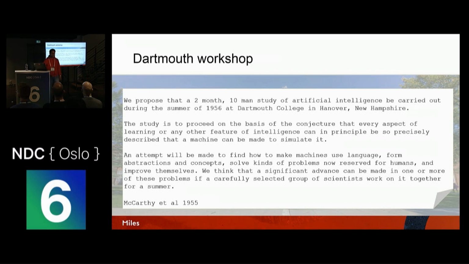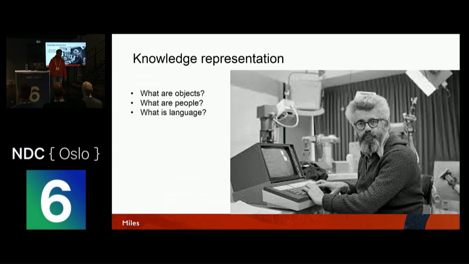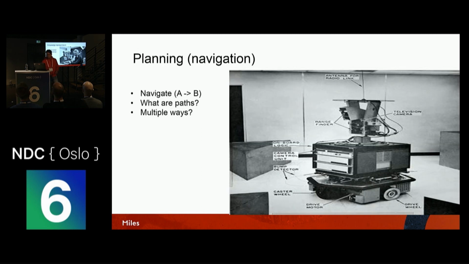But it can be interesting to see what they were focusing on in this workshop. One of the things they needed to clear was how we can represent objects and knowledge. So this is John McCarthy sitting in front of his computer, programming Lisp, and he was concerned with what objects are, what people are, what languages are. Another field is planning in robotics.